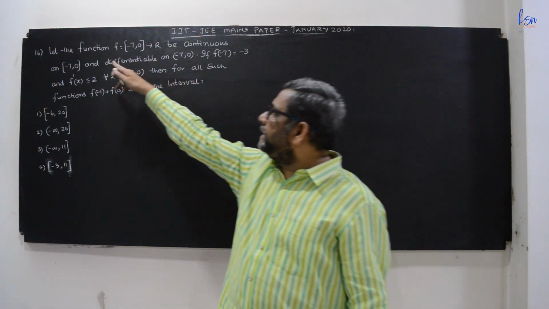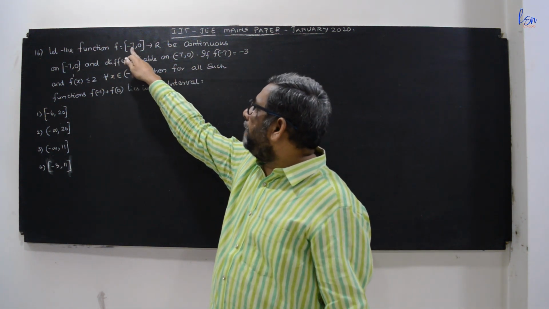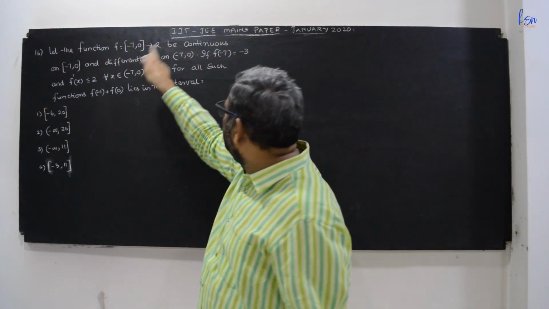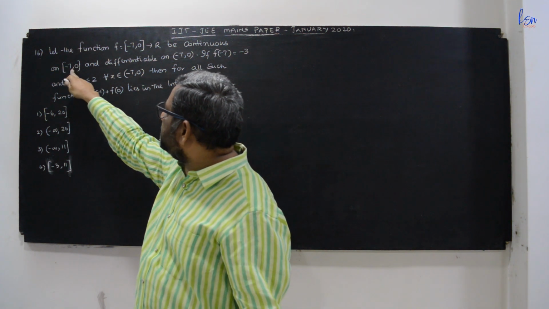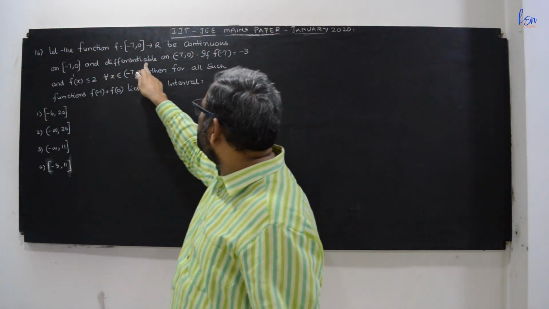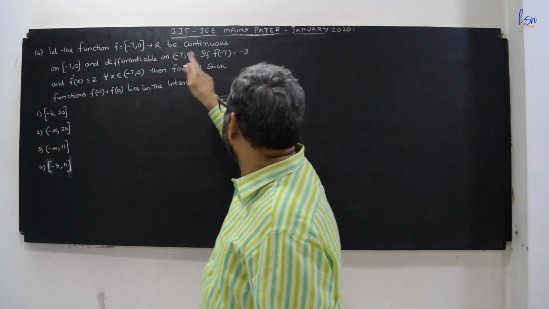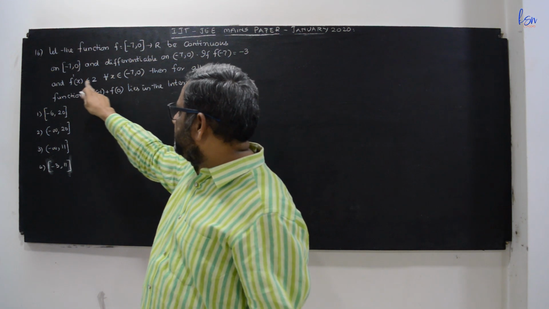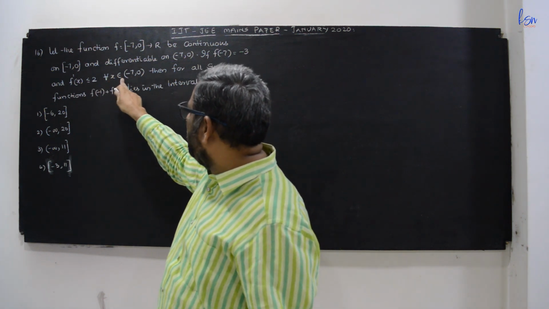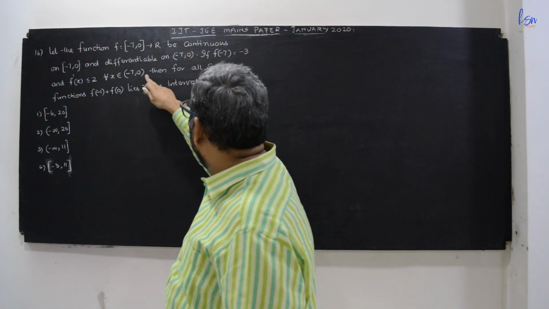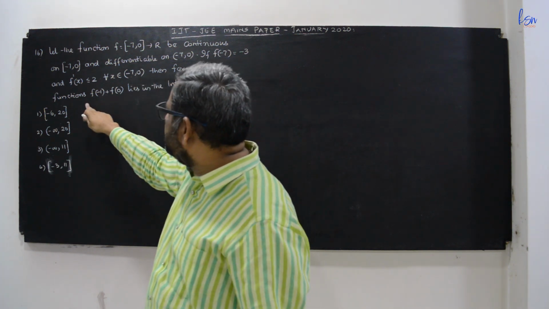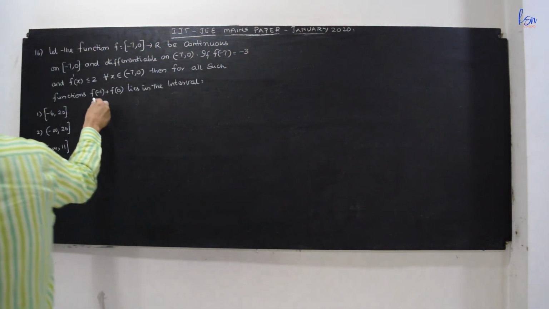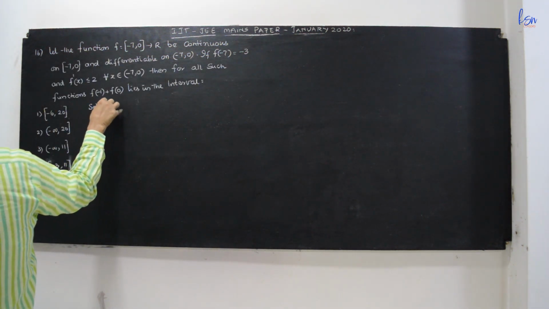The next problem is: let the function f from minus 7 comma 0 closed to R be continuous on minus 7 comma 0 closed and differentiable on open minus 7 comma 0. If f of minus 7 is equal to minus 3 and f dash x is less than or equal to a given bound for all x belonging to open minus 7 comma 0, then for all such functions, f of minus 1 plus f of 0 lies in the interval. Now we'll consider the solution.